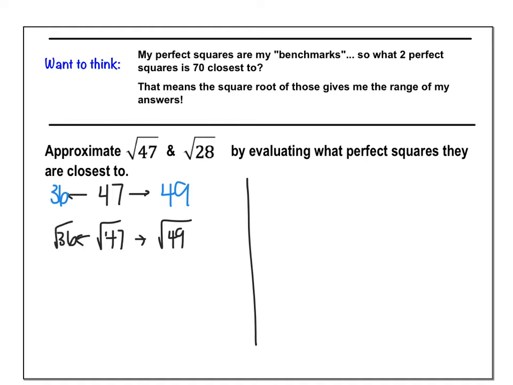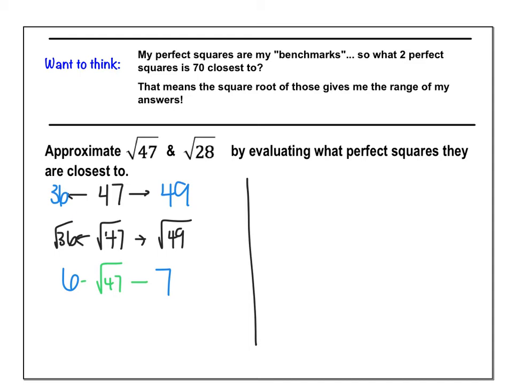Well, the square root of 36 is 6. The square root of 49 is 7. So I would guess that the square root of 47 is somewhere in between 6 and 7. We can actually start to get more specific than this.